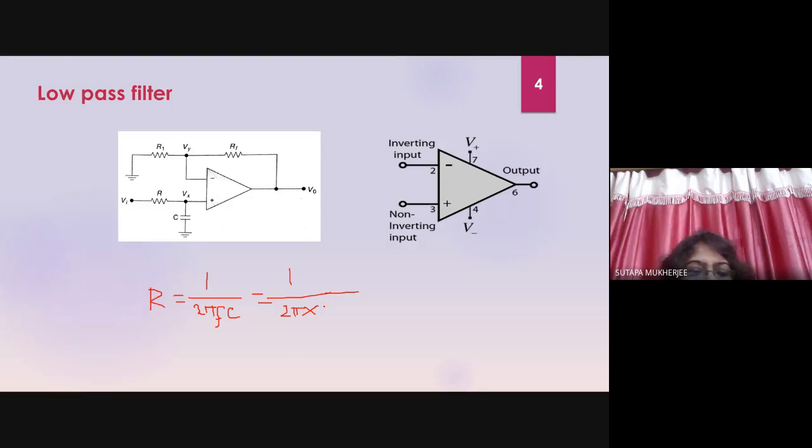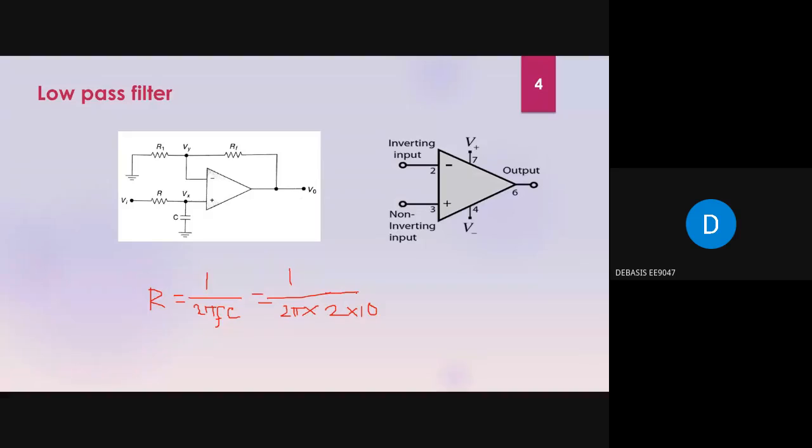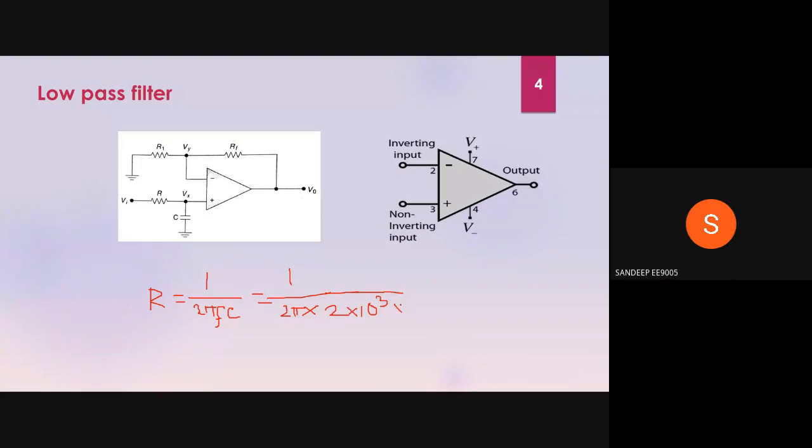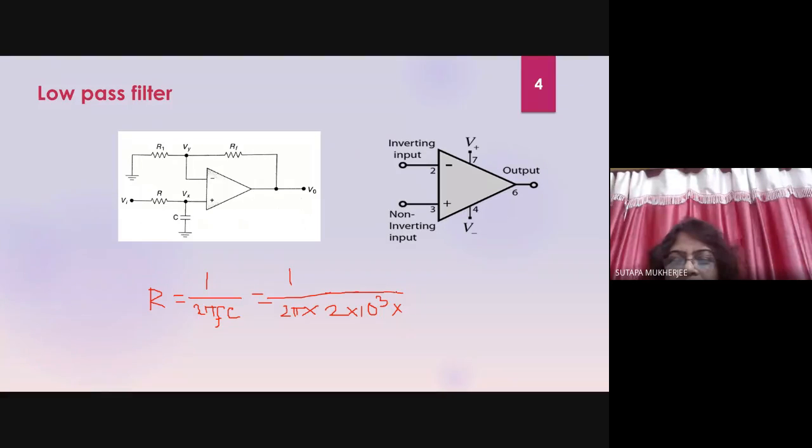Put the value of pi as 3.14, and 2 kilohertz is 2 into 10 to the power 3. It gives 7957.7, in kilo ohms, so 7.96 kilo ohms. C is 0.01 microfarad, so that will be 0.01 into 10 to the power -6 because it is microfarad.